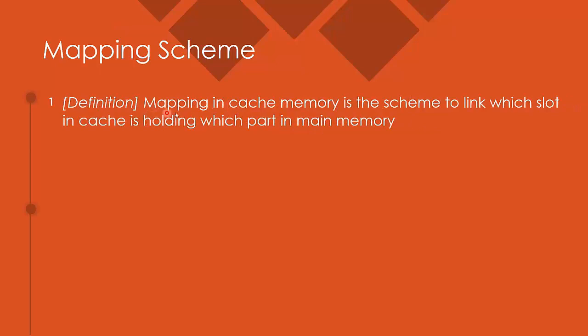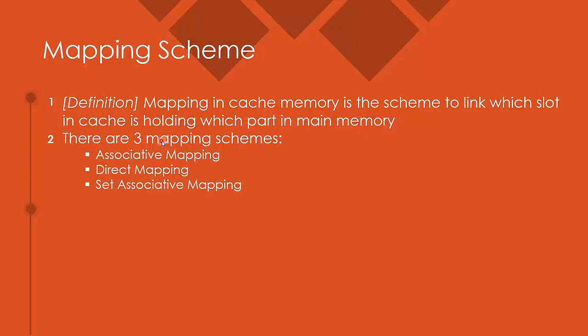Definition: the mapping scheme in cache memory is the scheme whereby we relate or link which slot in the cache is holding which block in the main memory. There are three mapping schemes. First is associative mapping. Second is direct mapping. Third is set associative mapping.